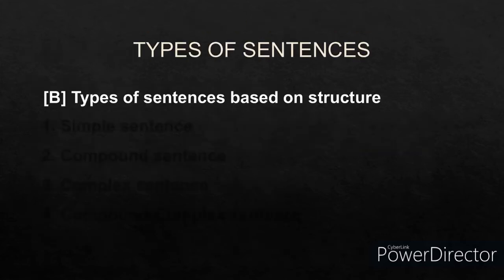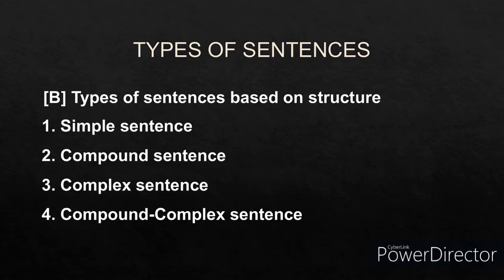Now let us have a look at the types of sentences based on structure. There are four kinds again. First one is a simple sentence. Second one is a compound sentence. Third one is a complex sentence. And fourth one is a compound complex sentence. Let us have a look at each one of them in a bit of detail.